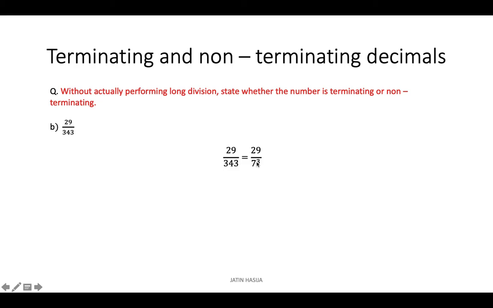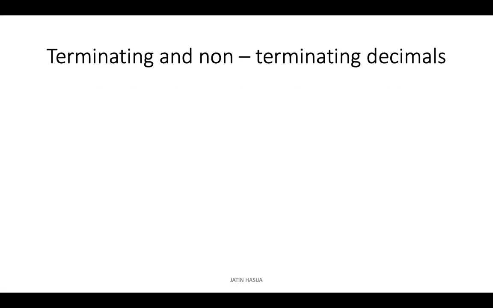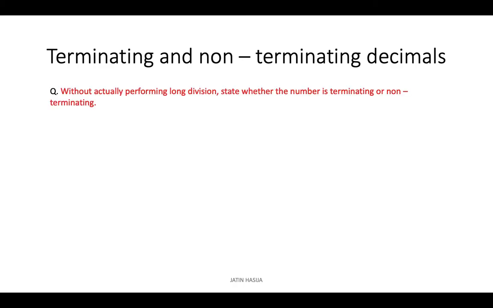Now by any means we cannot convert this 7 to the power of 3 in terms of 10 to the power of any number. To convert this, we have to get here either 2 to the power of n or 5 to the power of n. Now here we cannot do that. We cannot multiply or divide by any number, so that this denominator can be converted. Hence we can say that the given number is non-terminating, because the denominator cannot be expressed in terms of 10 to the power of n.